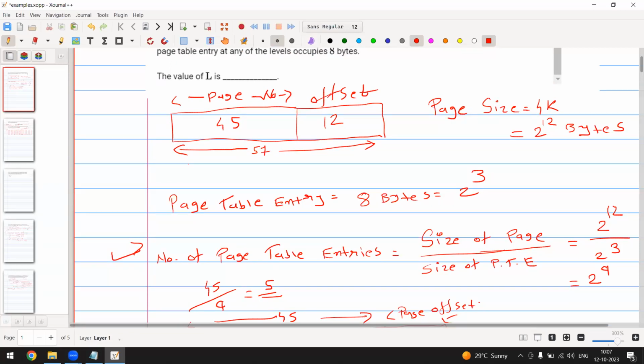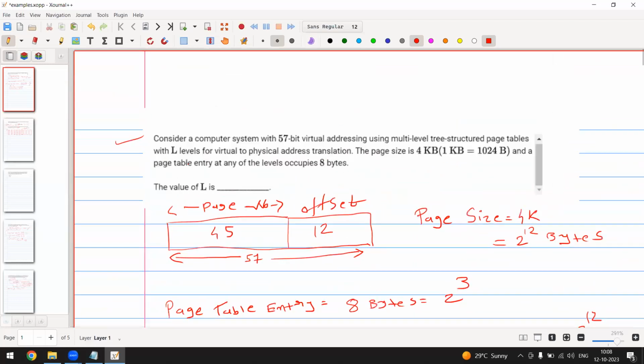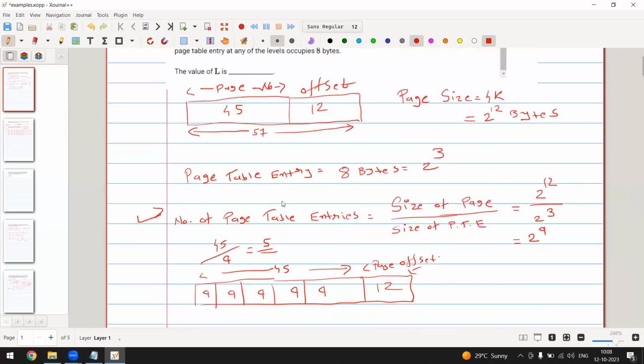Suppose you have a page of size 10 and the size of your page table entry is 2. So it can have 5 entries. If the size of the page table entry is 5, then it can have only 2 page table entries. So this is regarding your multi-level paging example.